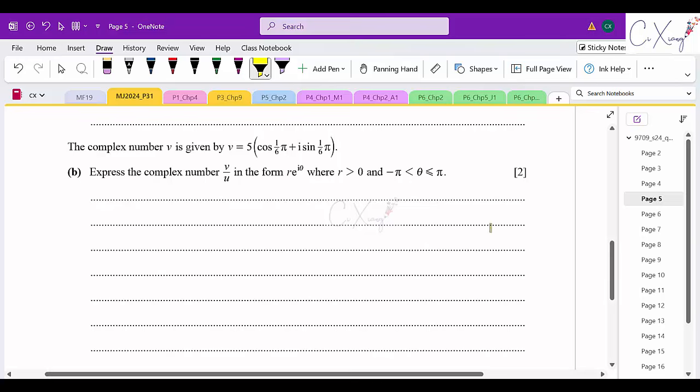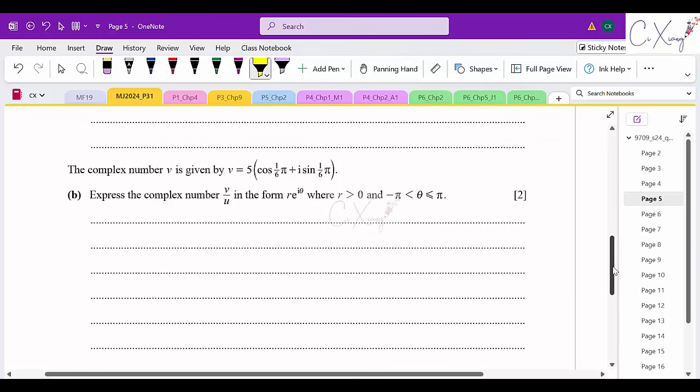For part B now, they give us one complex number in the modulus argument form, which is v equals 5, then cos pi over 6 plus i sin pi over 6. Then they want us to express the complex number v over u in the form of r e power i theta. Again, r is greater than 0, and theta is from negative pi to positive pi.